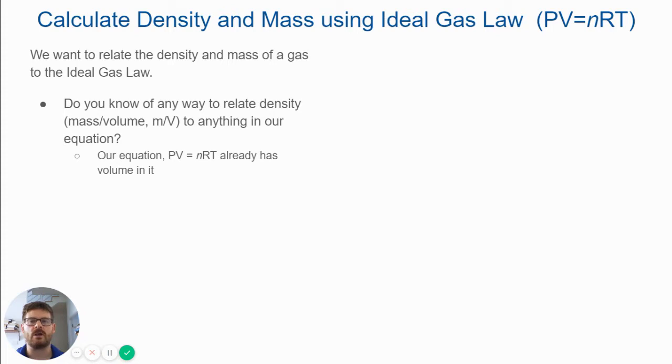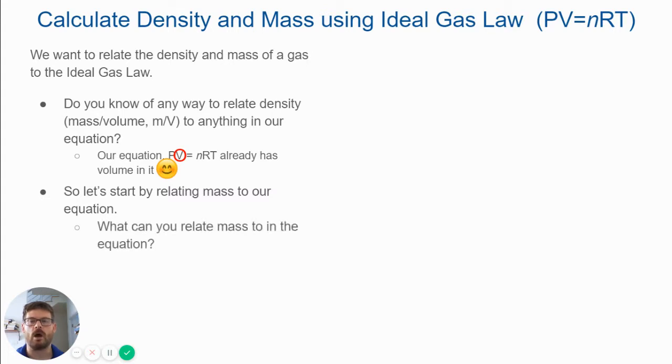So our equation, maybe you notice that it already has volume in it, right there. And so that's great, right? That's going to help us along the way in relating these to our law. So let's start then instead by looking at mass specifically in our equation. Mass is not listed anywhere in there, so what can you relate mass to in the equation?